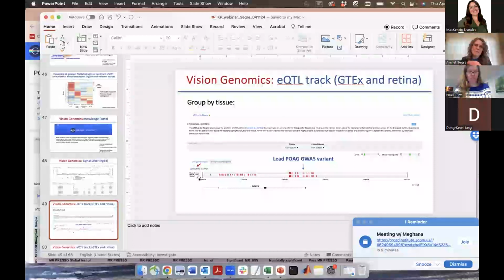And we began by visualizing the eQTLs, adding tracks for the eQTLs, and we plan to add soon tracks for the sQTLs. And so this is an example.